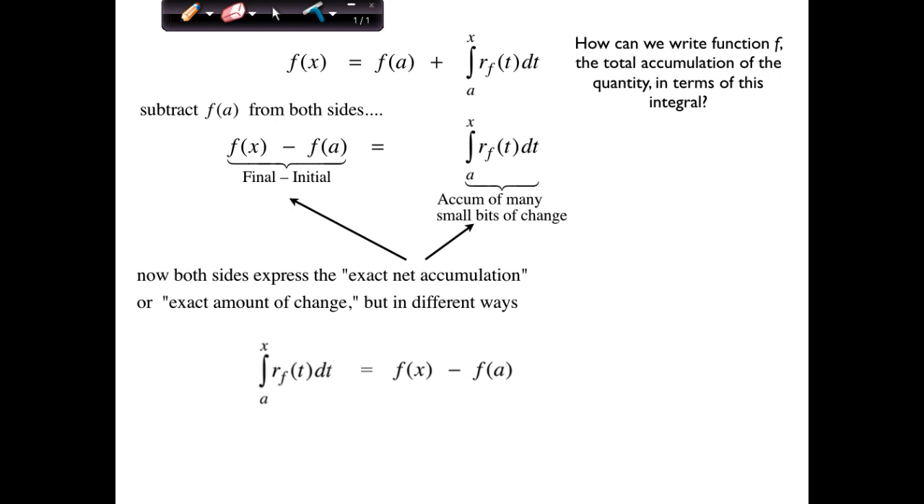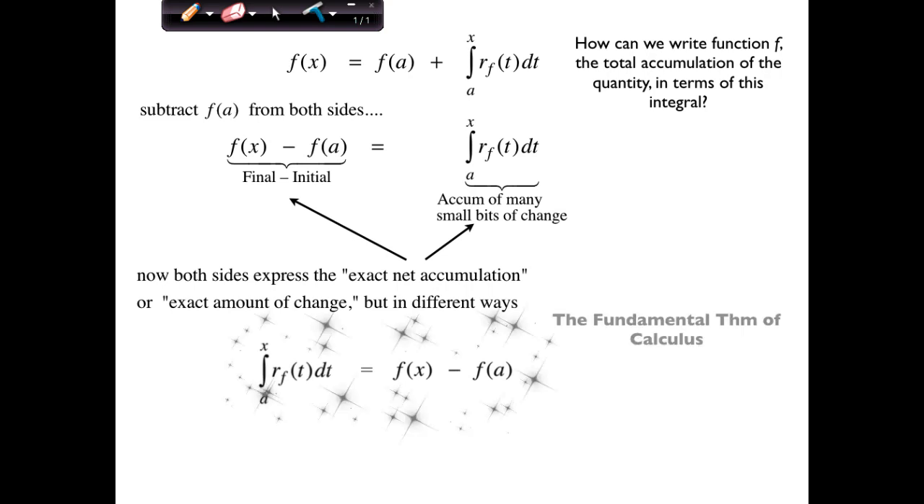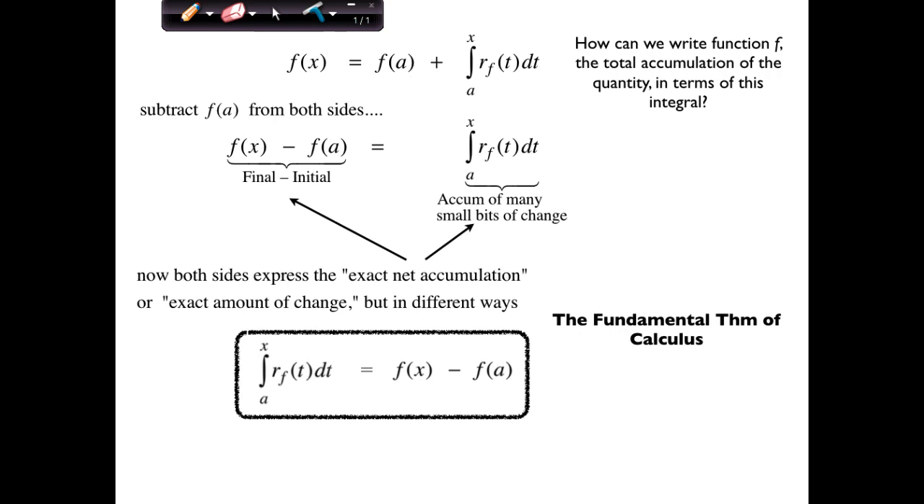So I'll just change the order here, and what do we have? This is the fundamental theorem, right? The fundamental theorem expresses exact net accumulation in two different ways, as the sum of many bits of change and as final minus initial. Okay, and the fundamental theorem is going to be key to us finding closed form from open form. So we're going to use the fundamental theorem to write open form accumulation functions, like on the left, in closed form, like on the right.